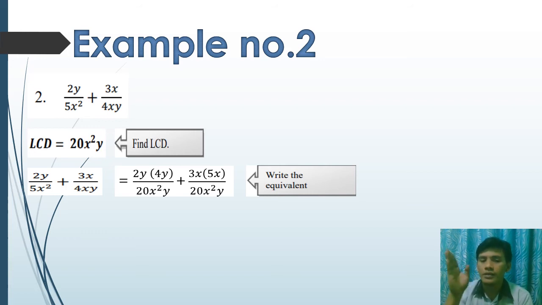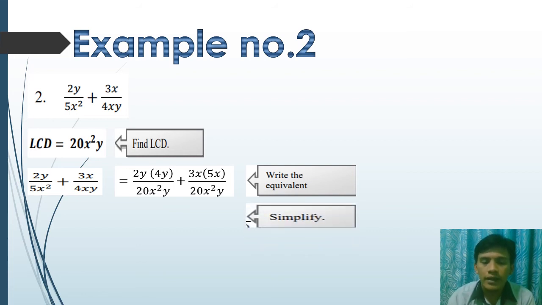On the second term, 20x squared y divided by 4xy. 20 divided by 4 is equal to 5. x squared divided by x is equal to x. y divided by y is equal to 1, so cancel out y. So the remaining is 5x. 5x will be multiplied to the old numerator, which is 3x.